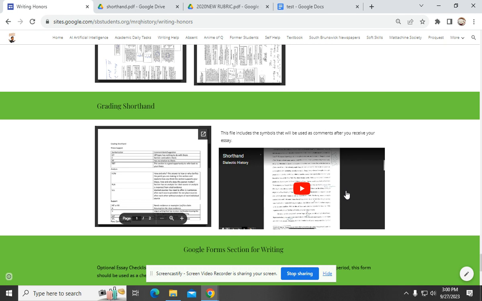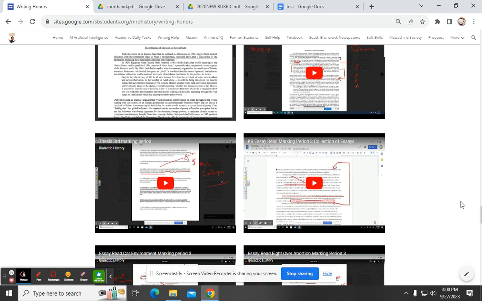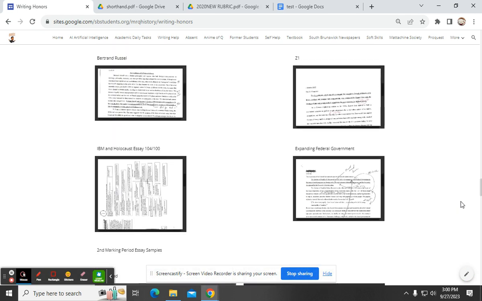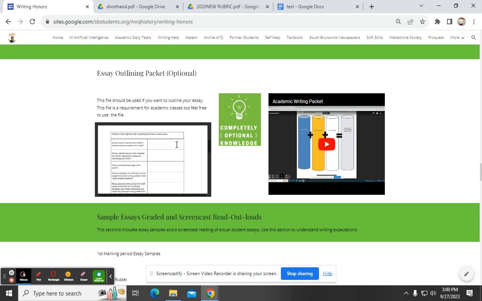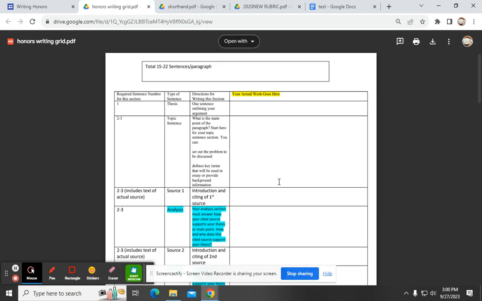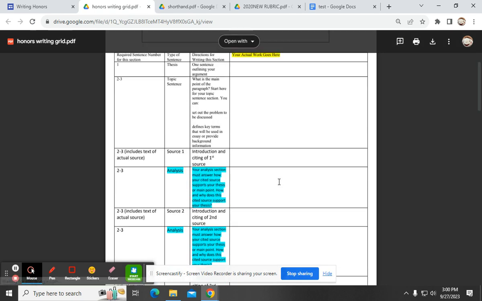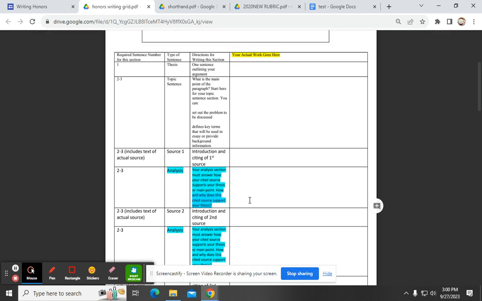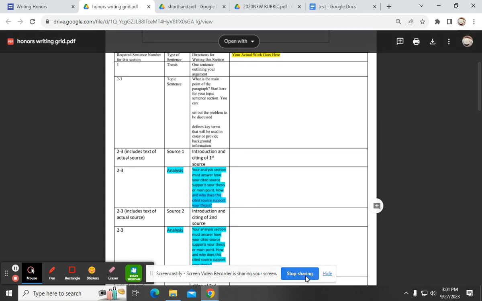Definitely will suggest maybe you take a look at some of the samples here. That way you can have an understanding. Maybe you want to complete this outline packet here. That would help. This right here also seems to be helpful, where you can use this to try to direct your analysis. Like, you want to keep answering this question: why does the cited source support your thesis? And you want to kind of go back to that point. That's it.